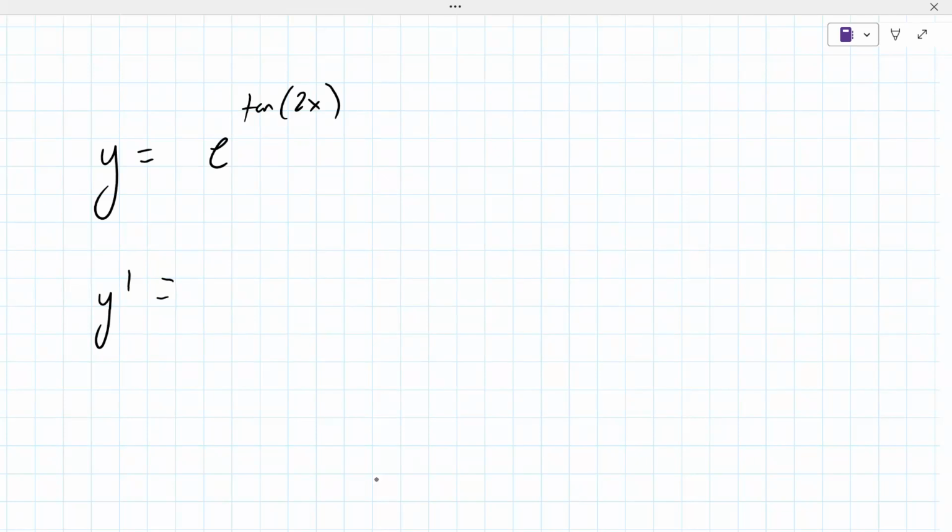So y prime equals e to the tangent 2x times 2 times secant squared 2x.